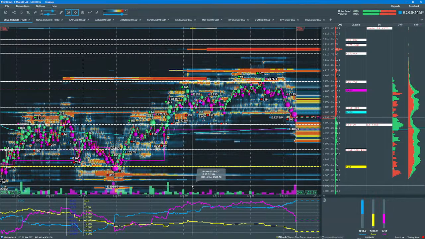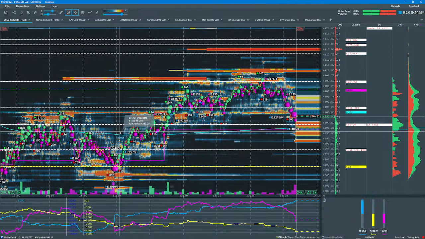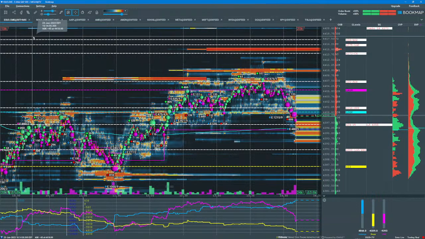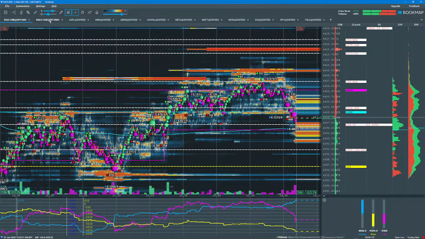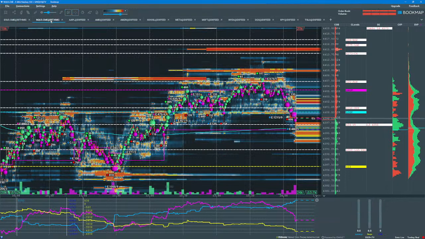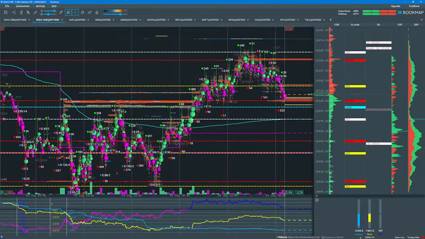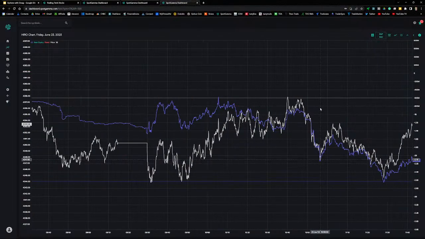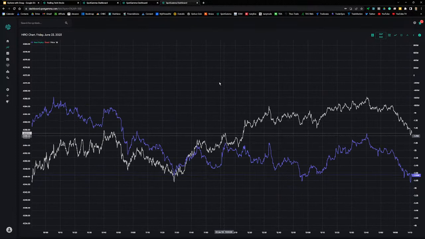All right, so that's setups for ES, long, short, long. And let's go take a look at NASDAQ real quick. And let's go out to the bigger picture view here.